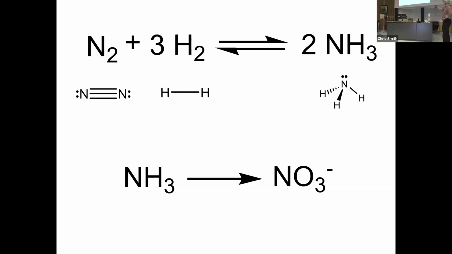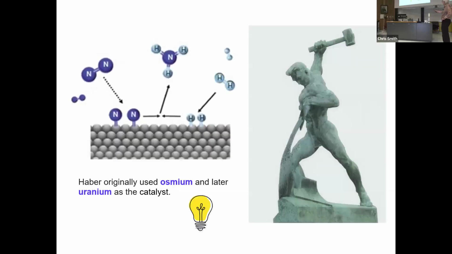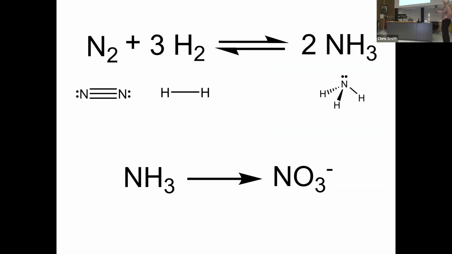And of course, what you've got to do is break this triple bond. You've got to break this triple bond, react it with hydrogen to get ammonia. Then once you get ammonia, through the Ostwald process, you can end up making nitrate.